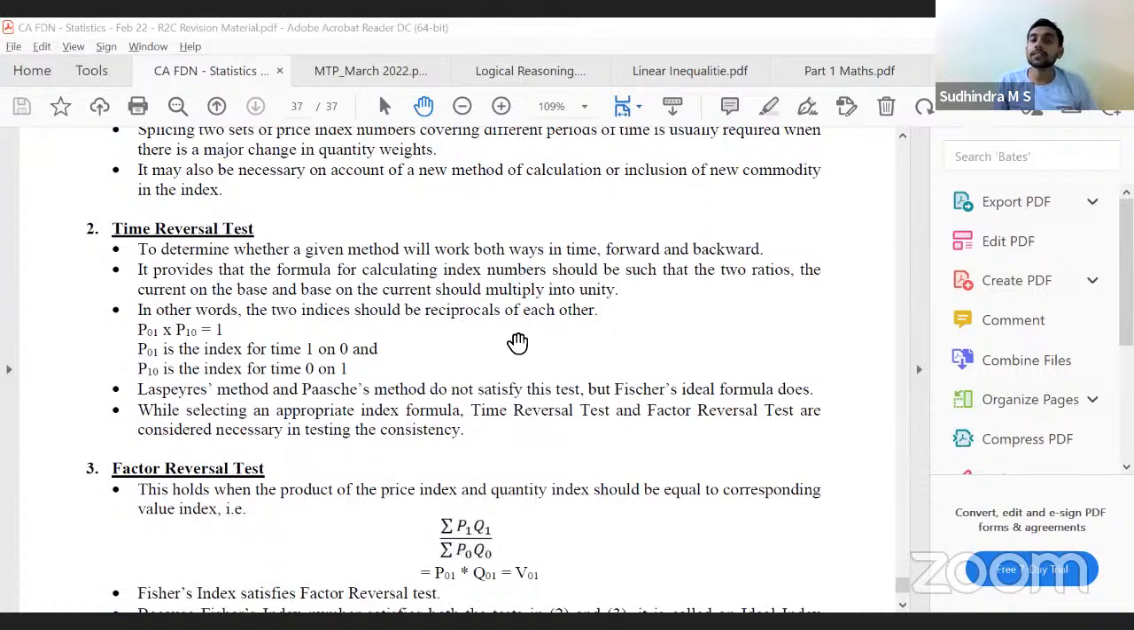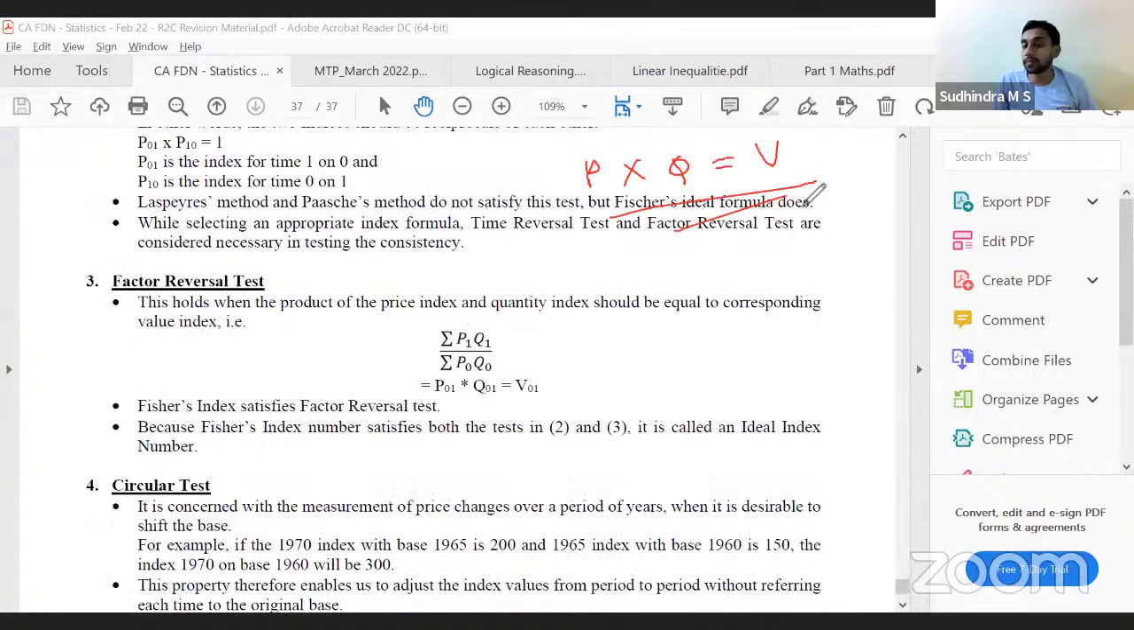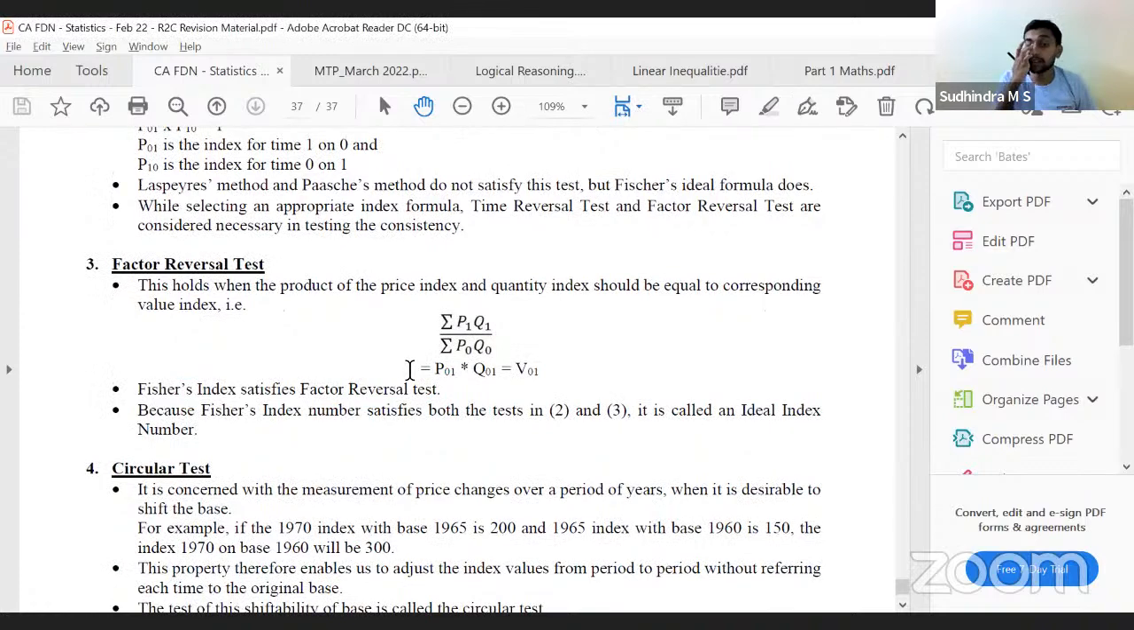Factor reversal test is that price index number into quantity index number should be equal to value index number. Again, Fisher index number satisfies this. Since Fisher index number satisfies both time and factor reversal tests, it is considered to be the ideal index number.